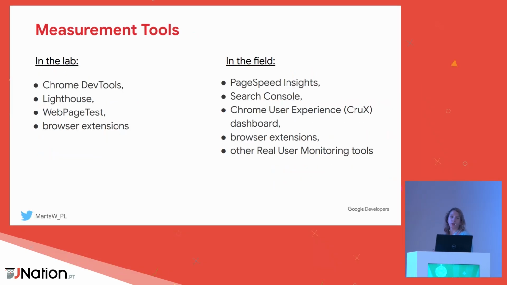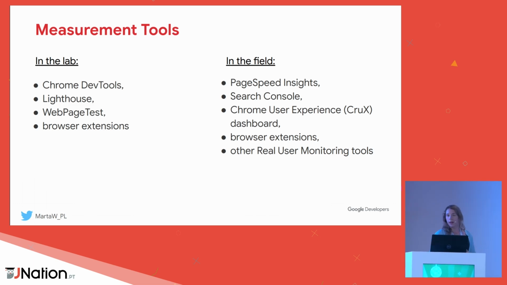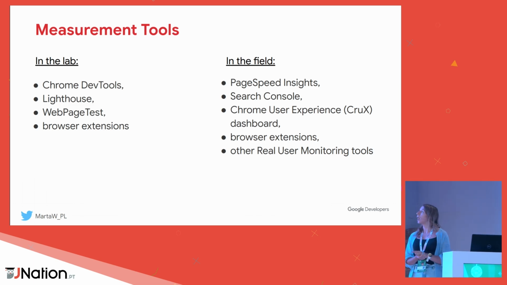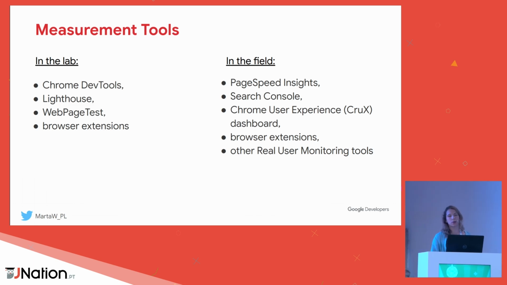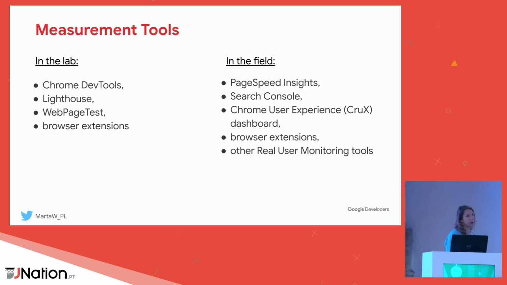So the tools in the lab, besides Lighthouse, include Chrome DevTools, with the performance tab in which you can check the core vitals, but also WebPageTest and different browser extensions. The tools in the field include PageSpeed Insights, but also Search Console, the Chrome User Experience Report, different browser extensions, and other real user monitoring tools. I added this because everyone is able to build this kind of tool, since there are open APIs that allow you to measure these particular metrics.